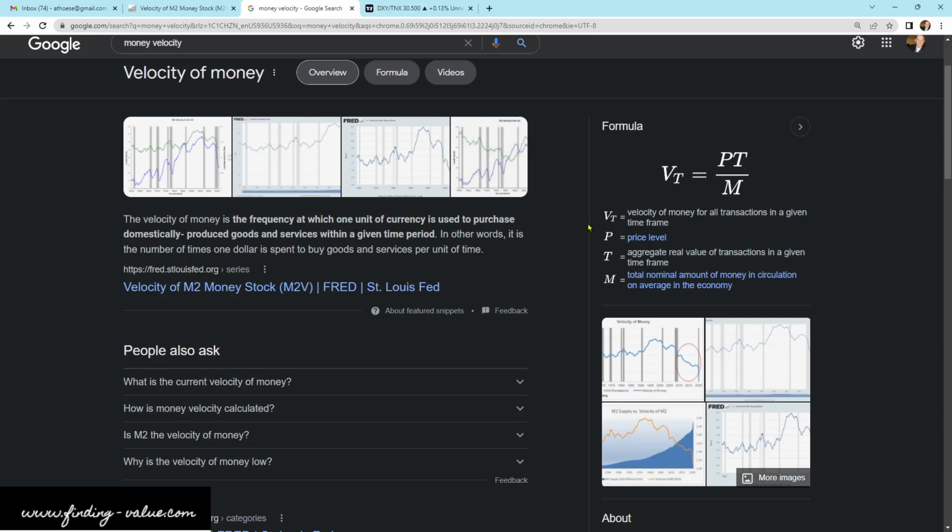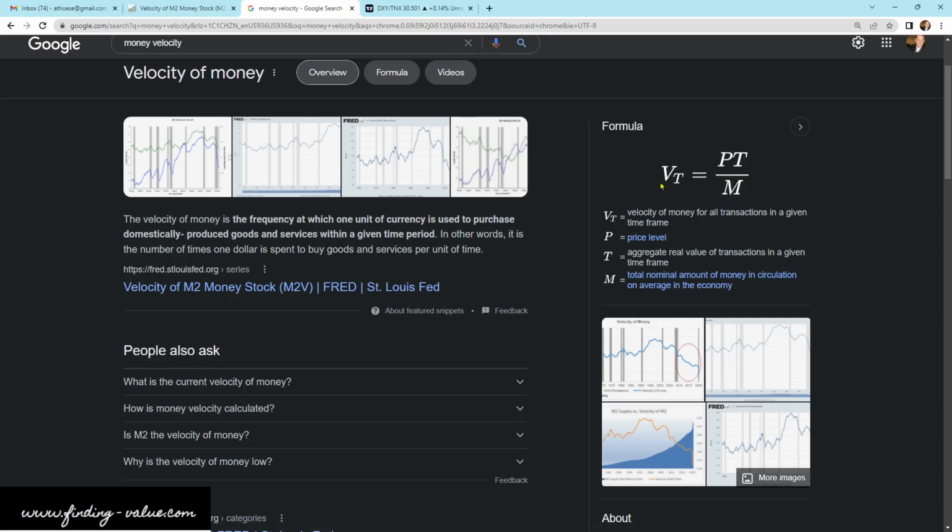And if you look at the equation here, the velocity of money is V = PT/M, for all transactions in a given time frame. P is the price level, T is the aggregate real value of transactions in a given time frame. And then M is the total nominal amount of money in circulation on average in the economy. Now, remember, they pumped the M in this equation. They pumped it way up.